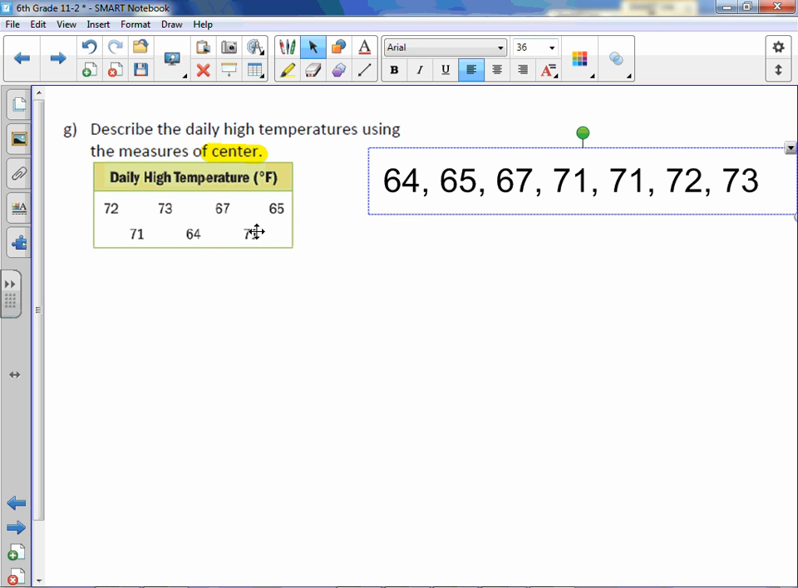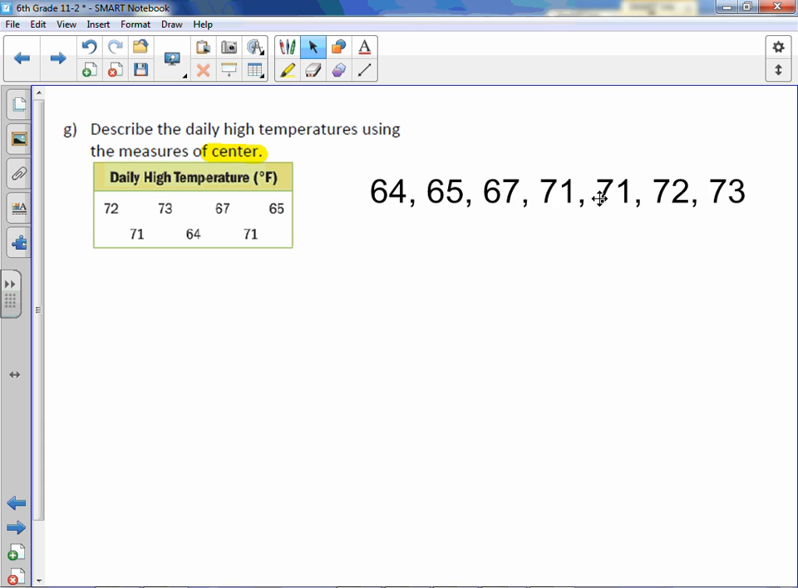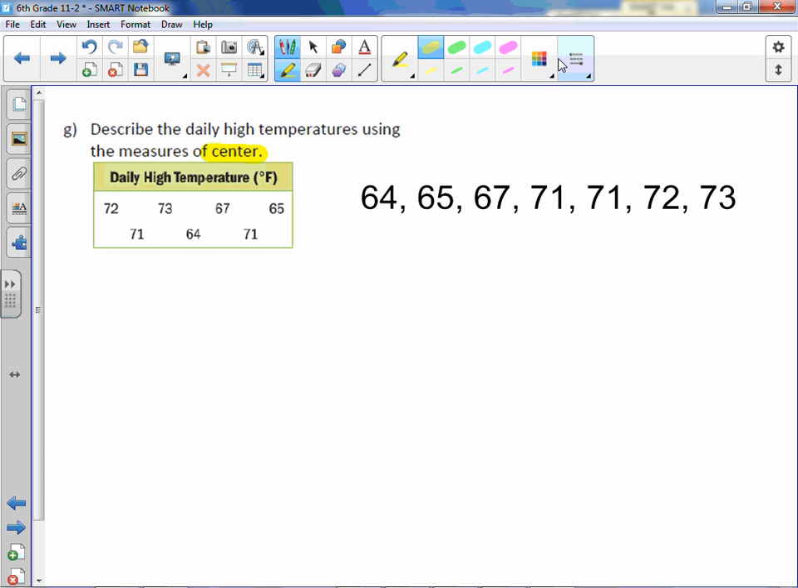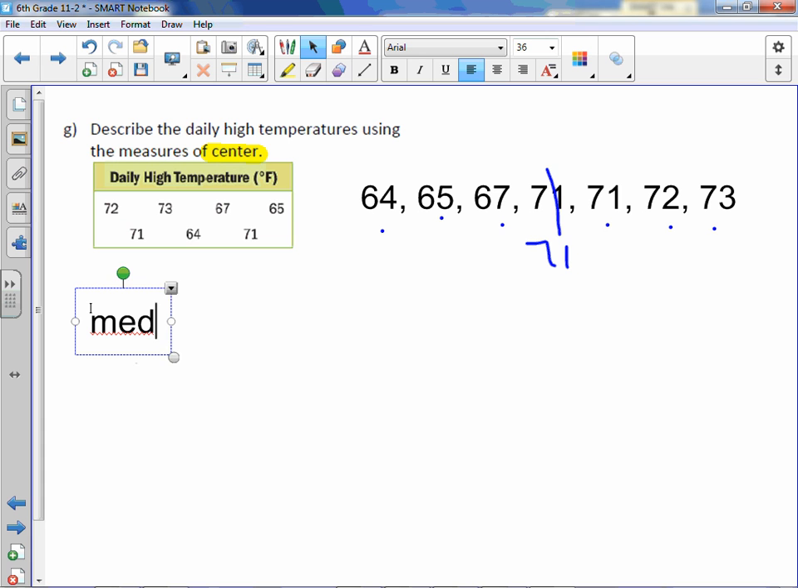There are 2, 4, 6, 7 numbers. 1, 2, 3, 4, 5, 6, 7. So here are 7 numbers. Let's find the middle, or median. 1, 2, 3. Back to one number. We have 71 as our median. And this is degrees Fahrenheit. So 71 degrees Fahrenheit.